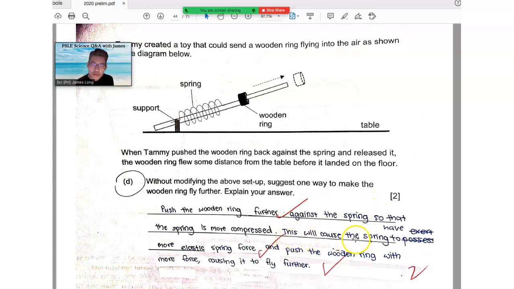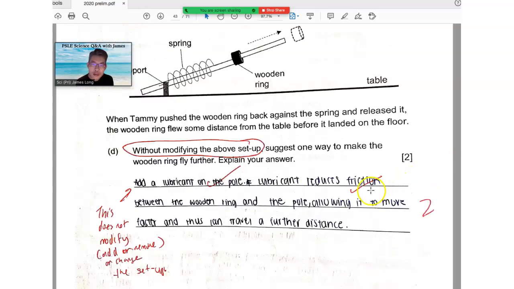This is the other way, using forces. The spring has more elastic spring force that can push against the wooden ring with more force to make it fly further. Of course, the third answer, which is less common, is about using a lubricant to reduce frictional force. That is also correct, because using a lubricant doesn't modify the setup. These options still keep to the condition here, which is without changing the setup.